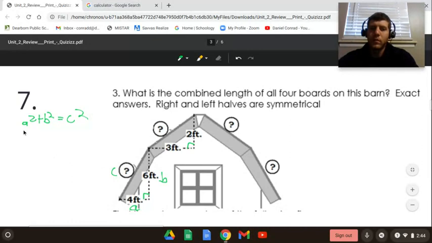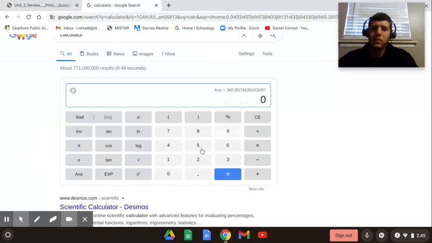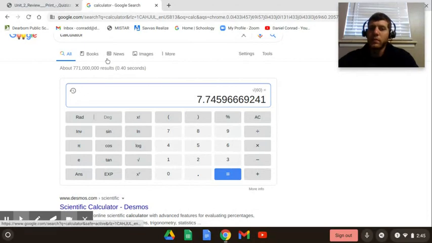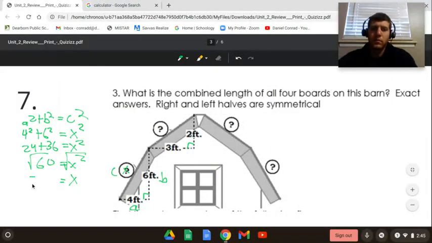So we're going to do 4 squared plus 6 squared equals, and we can call this x squared. So that's 16 plus 36 equals x squared, so 52 equals x squared. So we take the square root of both sides to get rid of the square. The answer really should be plus or minus, but since it's a distance, we just want the positive value. So the square root is 7.75 feet.